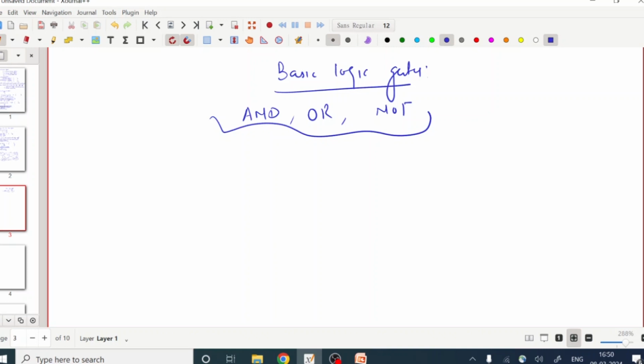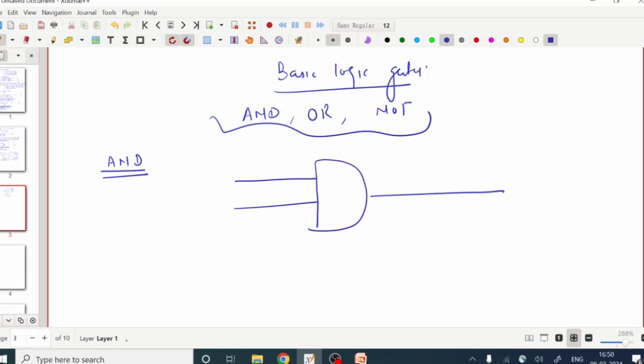So what is an AND gate? An AND gate can have any number of inputs, but mostly we take two inputs, excluding the NOT gate, which has only a single input and single output. The logic symbol of the AND gate is this. There are two inputs, A and B, and the output Y is written in the form of A AND B.